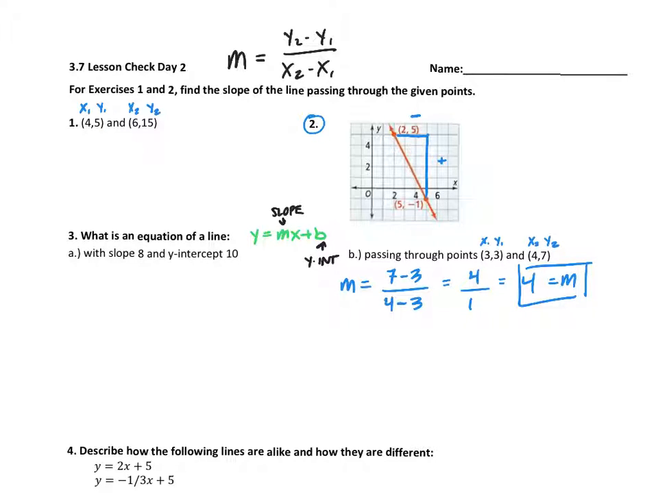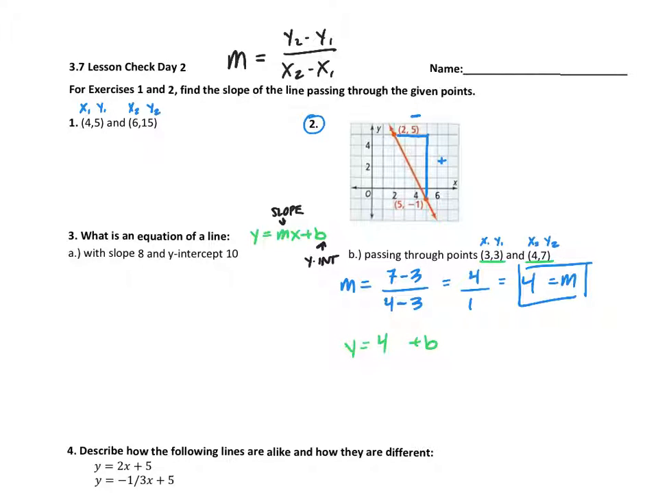Now we just need our b, and we can do that by plugging it into y equals mx plus b. But we know what m is already, so instead of writing m, I'm going to write 4, because I know that m is 4. Now I also know x and y. You can use either of these points as your x and y. It doesn't matter which one it is. I'm just going to choose 3, 3.